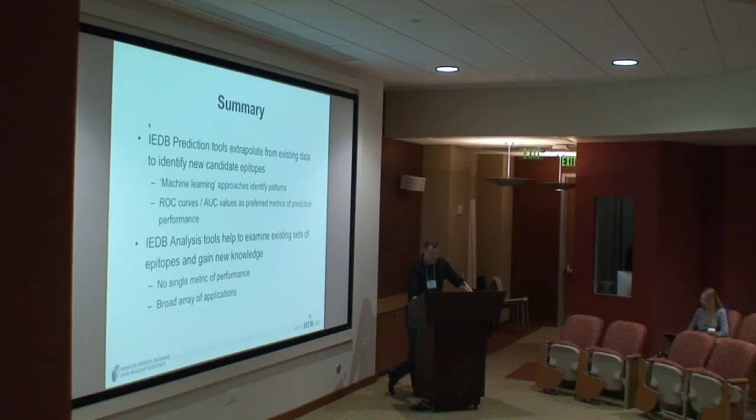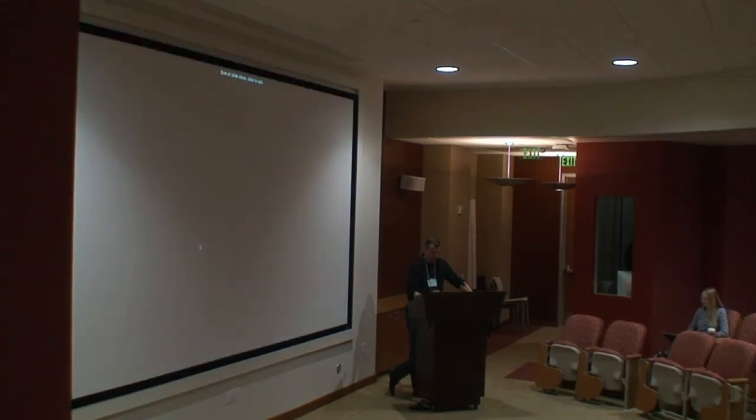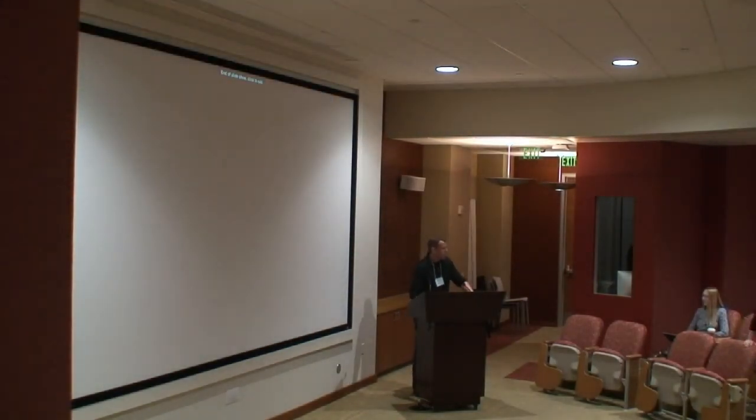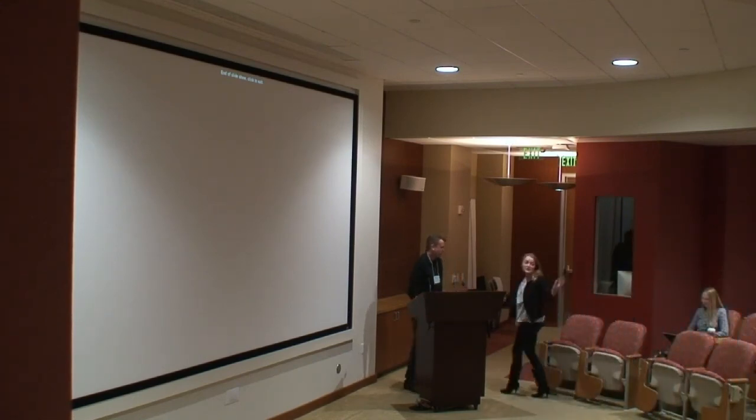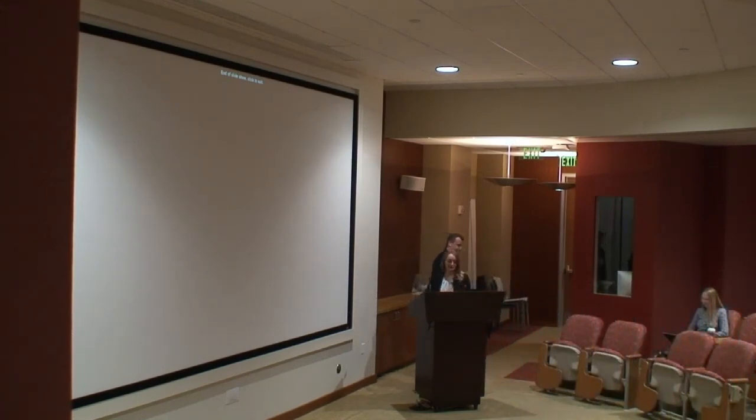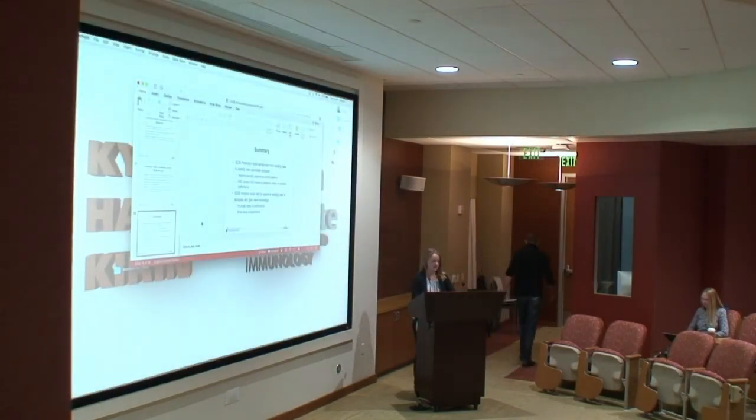So to summarize, we have these prediction tools that extrapolate from the data we have in the database to identify new epitope candidates, which could then be tested experimentally, and we have analysis tools to help examine existing sets of epitopes to gain new knowledge. As I'm running over time, I would prefer to skip to the next talks. All the tools will go over individually, so we can do all the questions as that goes.